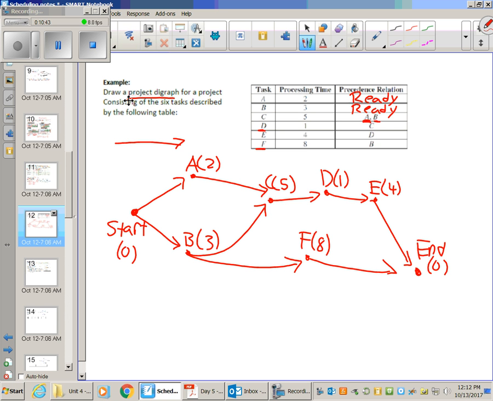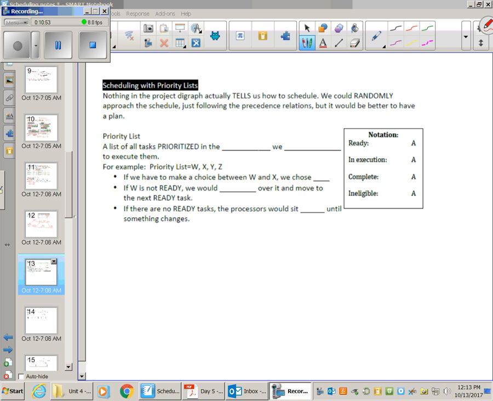Okay, so there's an example of doing a project diagram from a table. All right, so once we have a project diagram, we've got to be able to assign tasks to these processors to complete. Okay, so we're going to be able to schedule with what's called priority lists. Okay, what tasks are priority over others?